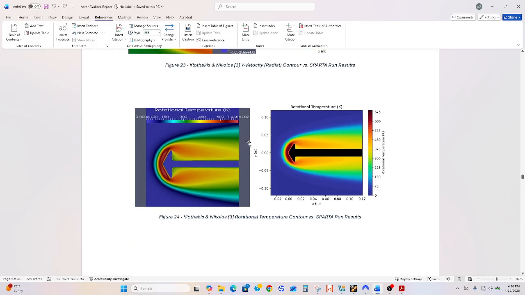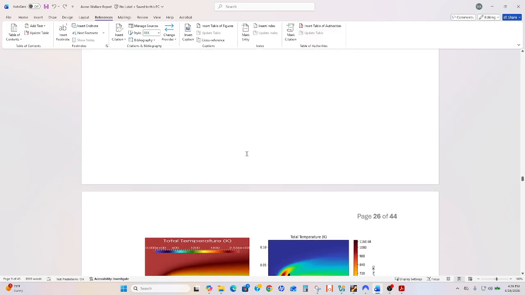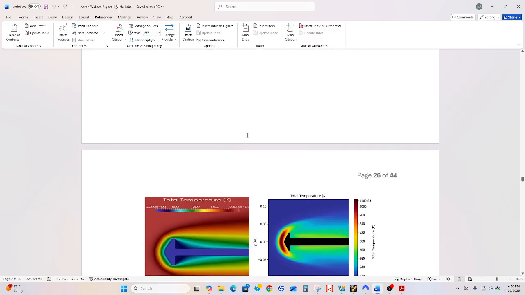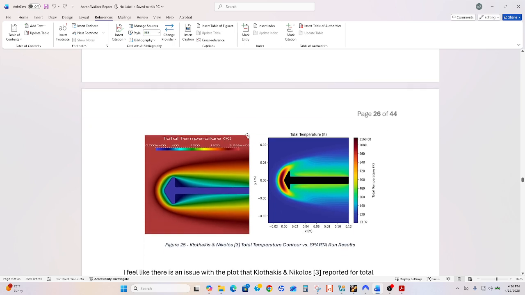The rotational temperature, reasonably close again. So that's a good sign. You can see the shape, everything seems to be, the program's working. I think we've got problems with the number density because we don't have the proper amount of particles.